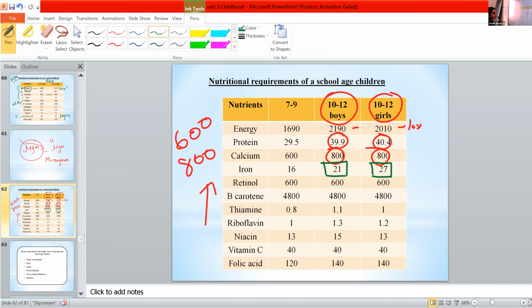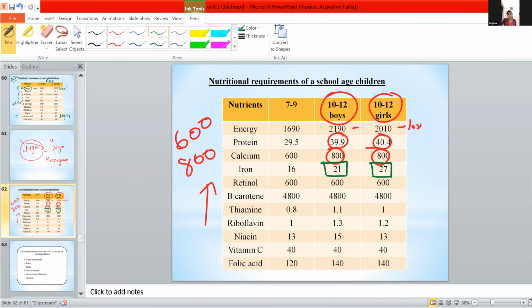Meghna, Reena, according to your view, what is the reason girls need more iron? Reena: For energy, not to be anemic. Okay. Meghna, what is your answer?